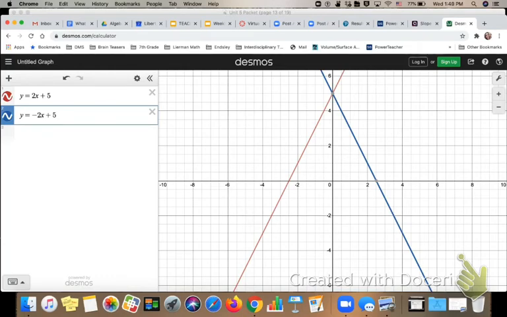Because the slopes are opposite, they will reflect one another. That means if you folded your paper in half on the y-axis, those two lines would match up. Okay, so if you're asked to reflect your line or your graph of your equation, it's asking you to find the opposite of your slope.